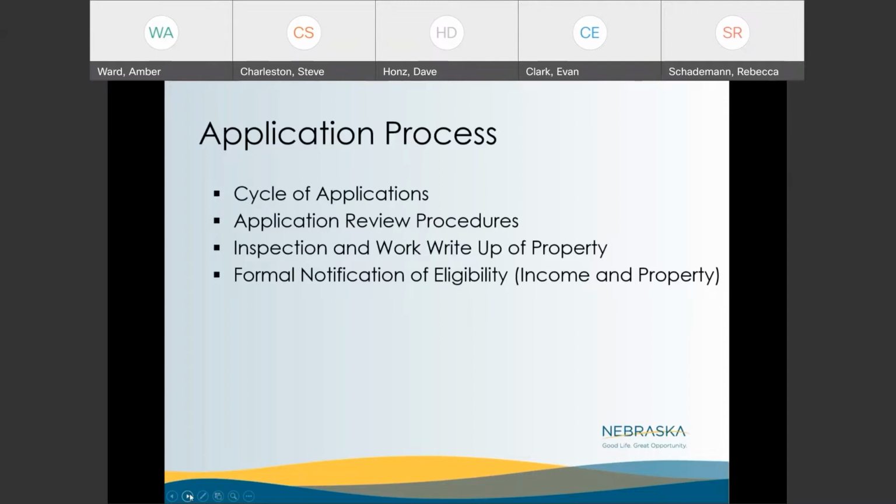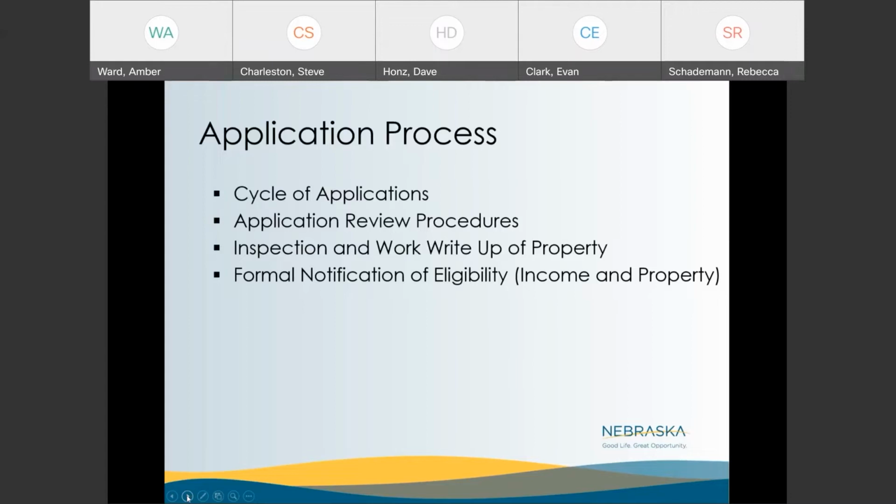I don't believe I talked about this section yet. So, okay, so you've identified income eligibility, property eligibility. So then really looking at your application process. So cycle of applications, your review procedure, your inspection and work write-up of the property, and then your formal notification of eligibility. So that's your income and property eligibility items.